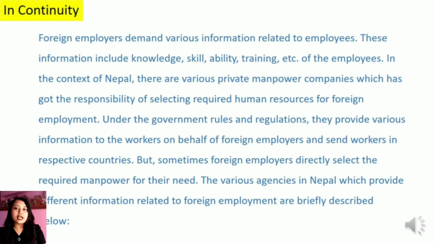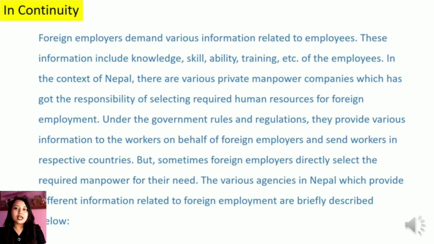And foreign employers demand various information related to employees. That means if you are applying for foreign countries, then you will not get the job automatically. You have to do something. You have to provide some information related to your academic background, related to your experience, okay. Everything that you need to mention, we call it a curriculum vitae, that is CV, in which you will include your knowledge, and your skill in which you are perfect, okay.